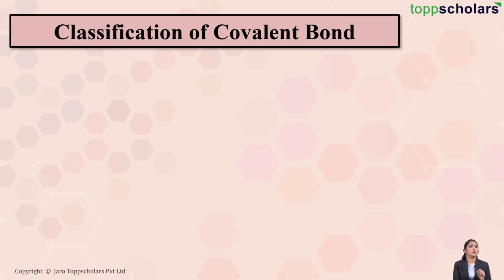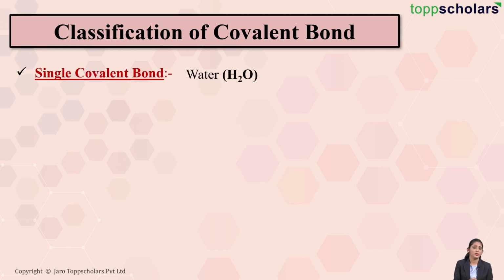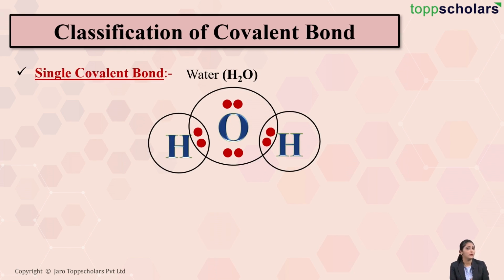Now let's discuss one more example of single covalent bond, that is the water molecule. Now friends, if you look at the water molecule, it is made up of 2 atoms of hydrogen and 1 atom of oxygen, right? We know that each hydrogen atom has 1 valence electron, whereas the oxygen atom has 6 valence electrons. So in order to become stable, hydrogen needs 1 more electron, whereas oxygen needs 2 more electrons. So to become stable, each hydrogen atom shares its 1 valence electron with the oxygen atom, right? So in this way, the hydrogen atom completes its duplet, whereas the oxygen atom completes its octet.